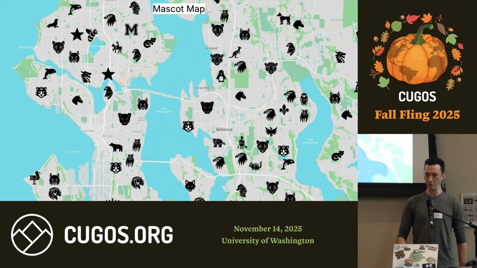OpenStreetMap-based maps can be useful. They can also just be fun. One of my favorite examples of that is Mascot Map, which is written by Matt, who's here today. Mascot Map shows schools in OpenStreetMap, and the icons indicate what the mascot of that school's sports team is.